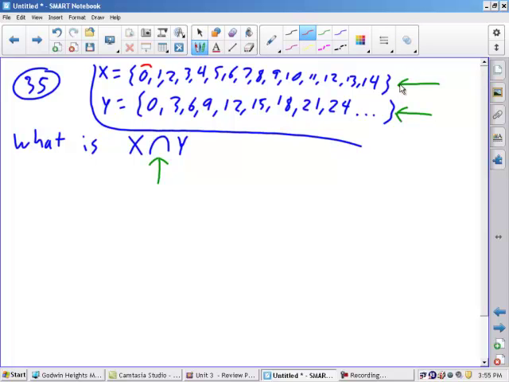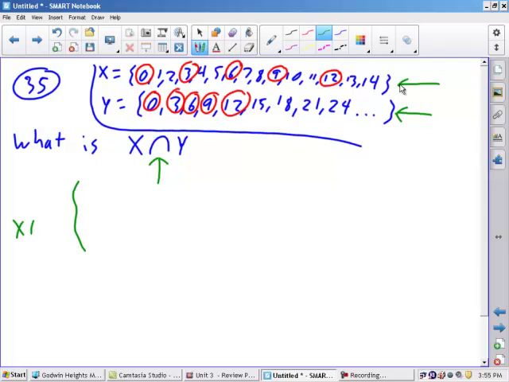I have 0 is common in both. 3 is common in both. That means it's the intersection. I also have, let's see, 6 is common in both. And I also have 9 is common in both. And I also have 12 is common in both. But if you notice, it stops there because 15 is not included in x, but it is in y, and nothing bigger will work.